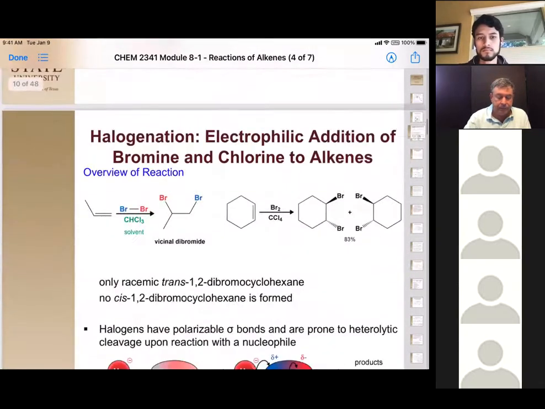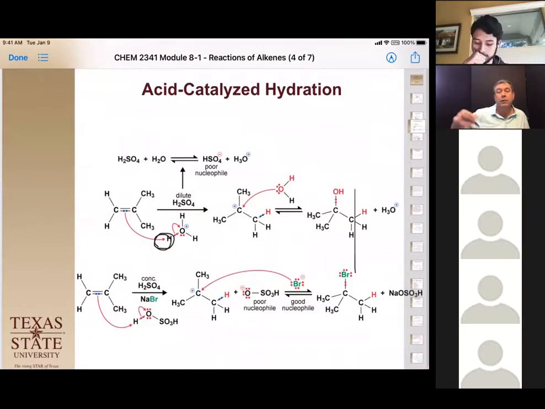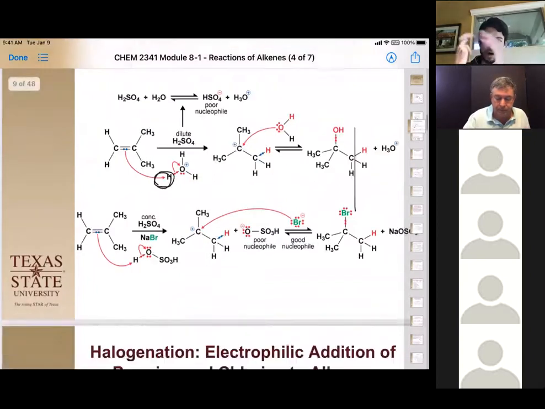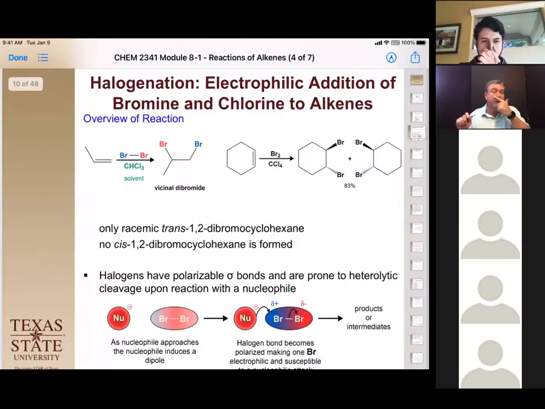Okay, so those are the first two that we have. We're adding water across our double bond. We're adding acid across our double bond, okay? And again, we're looking at the same mechanism of nucleophile, electrophile, intermediate, and products. All right, now let's change up the mechanism a little bit by changing our system, okay?